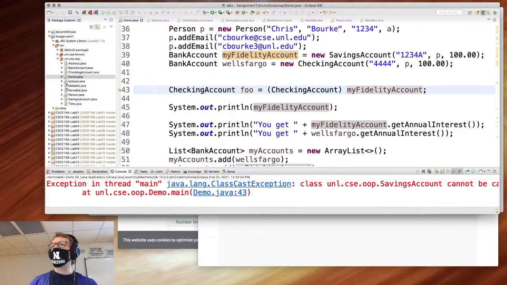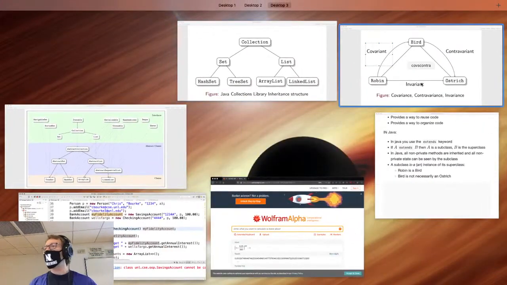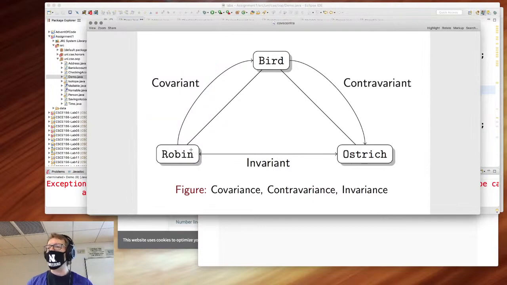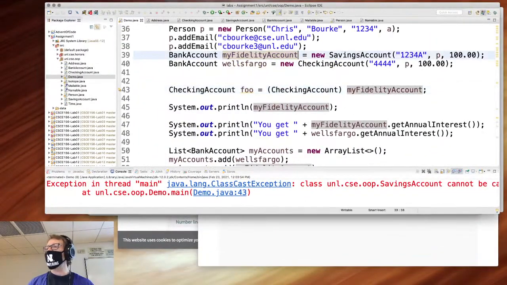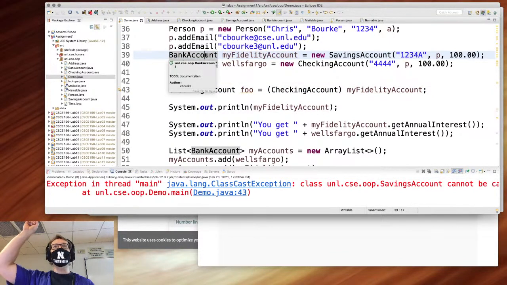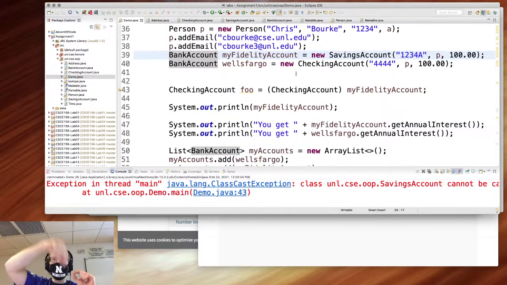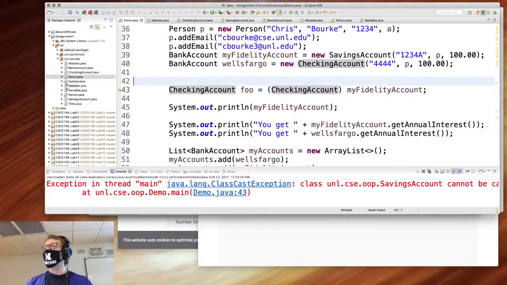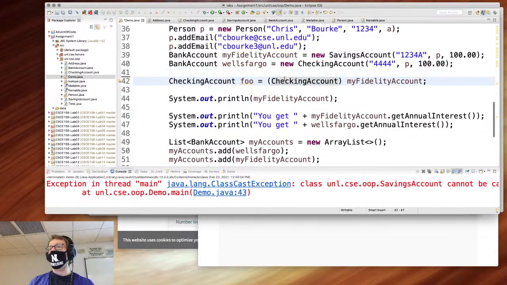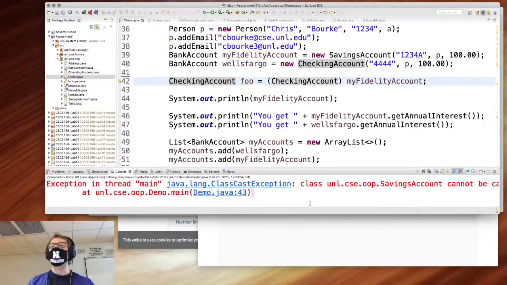Likewise, I did a covariance in that I took a savings account, whichever one it was, and I promoted it up to its super type, the bank account. But then what I tried to do is force it to come back down, as a contravariance, as a checking account. And that's not going to work, right? Because of that invariance, you can't do that. Syntactically you can try to do that, but it's definitely not safe.